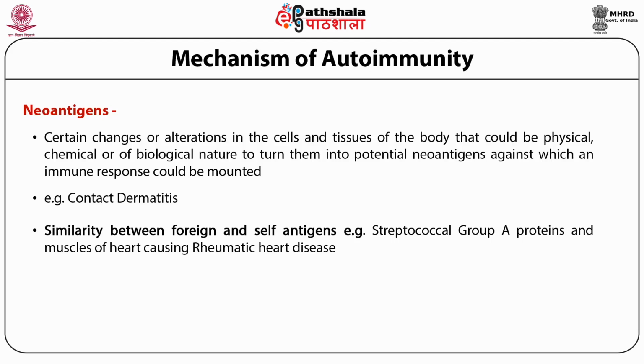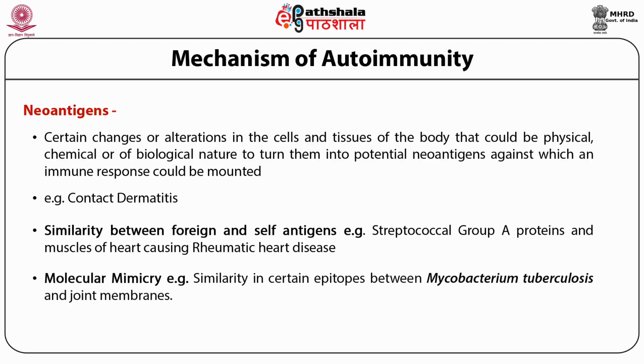For example, streptococcal group A proteins and muscles of the heart have striking similarities and can therefore lead to rheumatic heart diseases. Molecular mimicry. Here the similarity between the foreign antigen and the self-antigen is restricted to certain epitopes only, hence befooling the immune system. For example, similarity in certain epitopes between Mycobacterium tuberculosis and joint membranes.